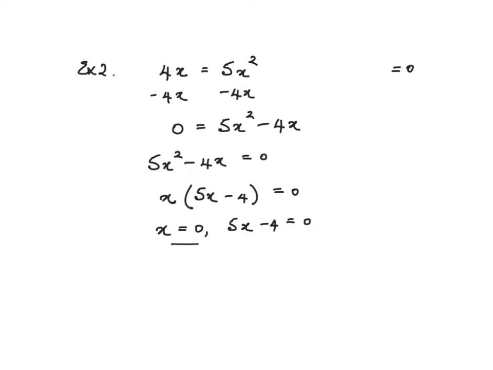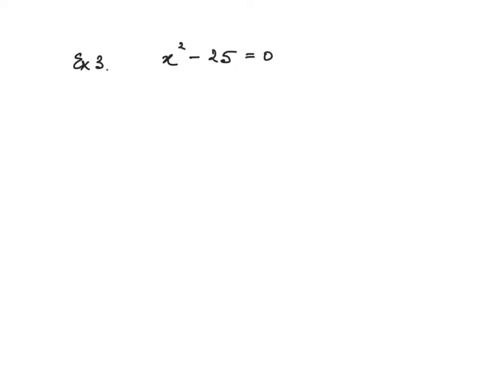So what am I going to do? I'm going to add 4 to both sides. 5x equals 4, then I'm going to divide by 5, so x equals 4/5. That's a bit awkward, but it's perfectly acceptable and correct. Here's the third example.